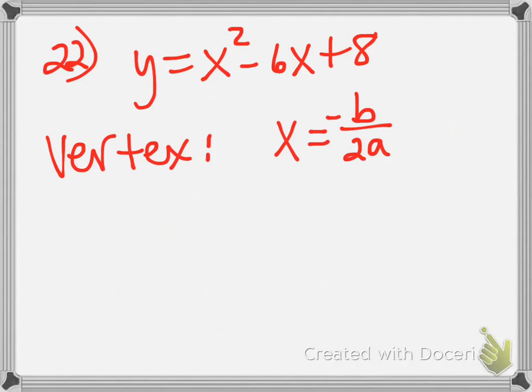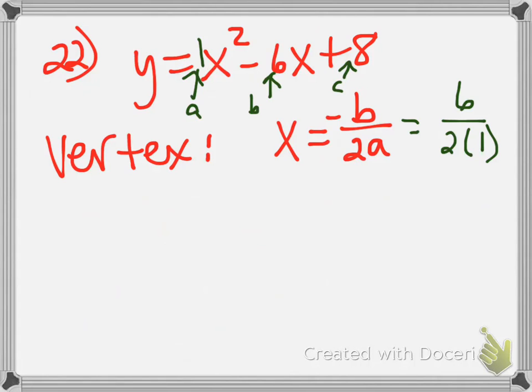Number 22, we're trying to find the vertex and the axis of symmetry. So we're going to use the formula negative b over 2a. For us, b is already negative, so we're going to make it positive 6, divided by 2 times a, which would be 1. Remember that a, b, and c come from your problem. So x equals 6 divided by 2, so x is 3.